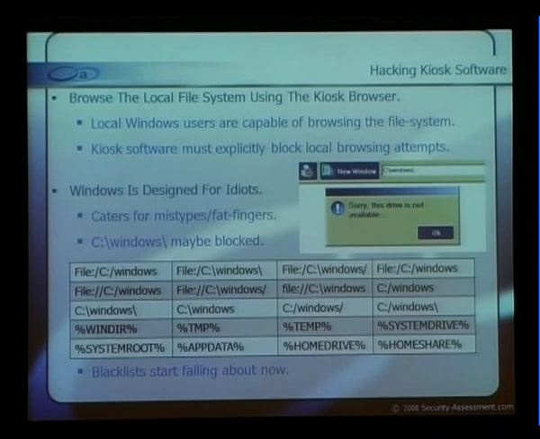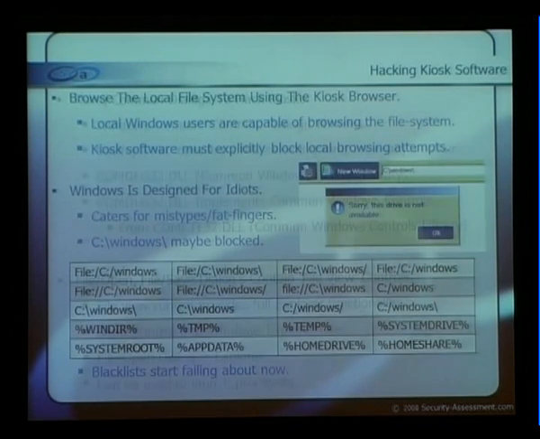I have file://c:// I have file:c:// I have %temp%. C:\Windows\. All of these things are different. So you can see now how a blacklist would actually start failing. Because many of these kiosk products will block the 5 most obvious ways of referencing your local file system, but they won't block everything. So you start to win.